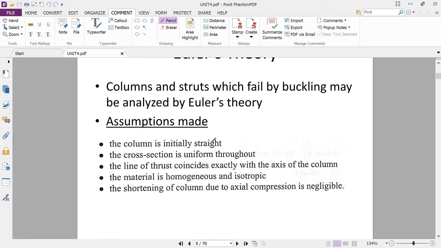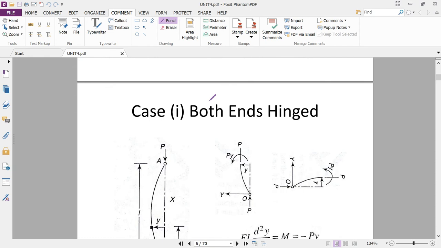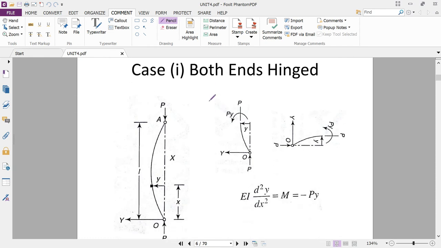The column is initially straight, the cross section is uniform throughout, and the line of thrust coincides exactly with the axis of the column. The material is homogeneous and isotropic, and the shortening of the column due to axial compression is negligible. So these are the basic assumptions on which this theory depends. Now there are the cases.